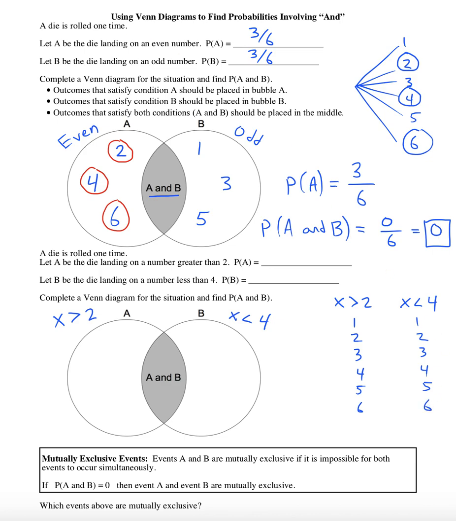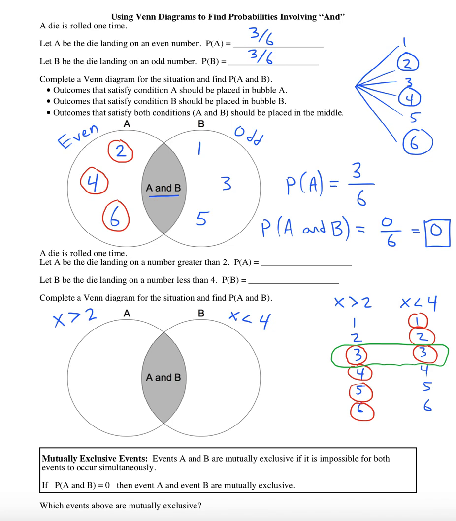I'll circle numbers which are greater than 2. 3, 4, 5, and 6. Over here, I'll circle numbers that are less than 4. 1, 2, and 3. Is there any overlap? There certainly is. 3 is an outcome that is shared by both events.